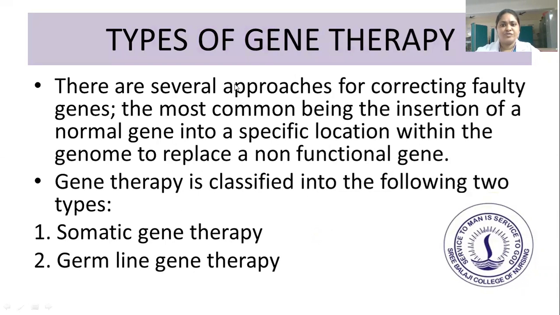And what are the types of gene therapy? There are several approaches for correcting genes, the most common being the insertion of a normal gene into a specific location within the genome to replace a non-functional gene. Mostly it is done by introducing a gene to a specific location where the non-functioning gene is present, and it is classified into two types: somatic gene therapy and germline gene therapy.